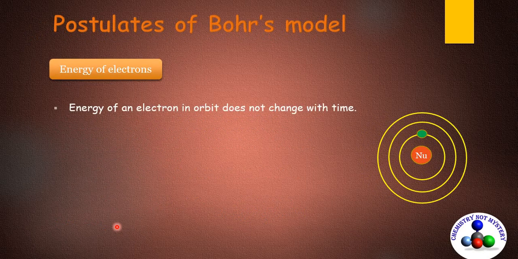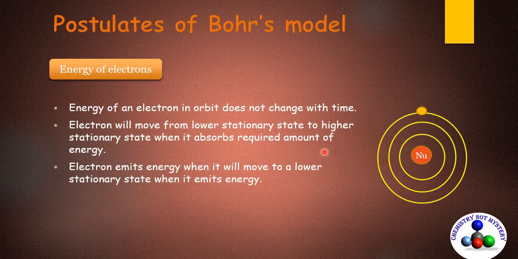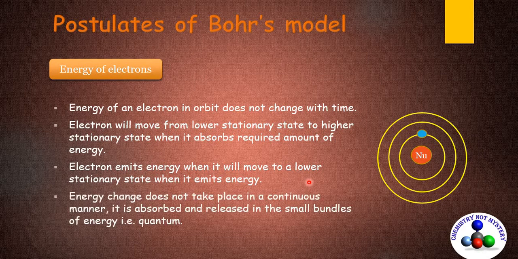The next postulate is energy of an electron in orbit does not change with time. Electron will move from lower stationary state to higher stationary state when it absorbs required amount of energy. An electron emits energy when it will move to the lower stationary state from the higher stationary state. Energy change does not take place in a continuous manner. It is absorbed and released in small bundles of energy, that is quantum, as we studied in Planck's quantum theory.